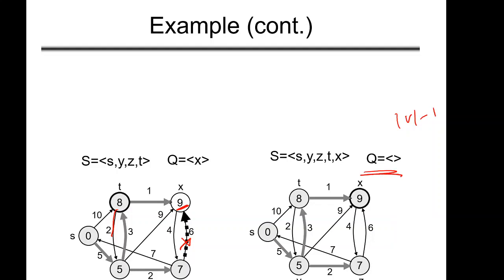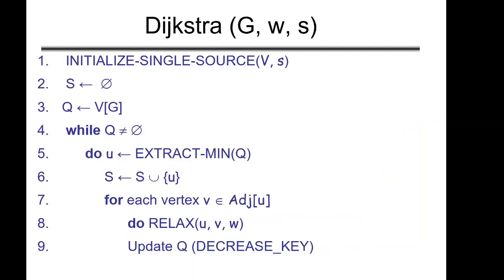because each time we are putting one vertex into our S set, right? So after V minus 1 iterations or V iterations, you can say, all the vertex will become in the S set and our algorithm will stop, right? So this is the overall algorithm.